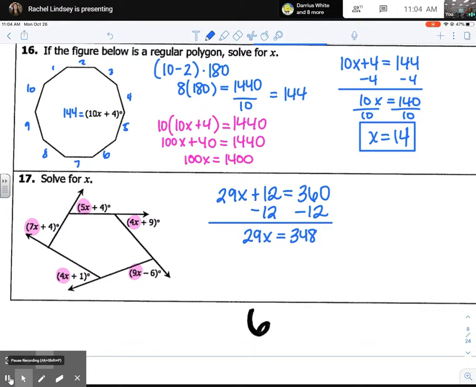Subtract 12 from both sides, that's 29x equals 348. Divide by 29. And what does x equal? 12.